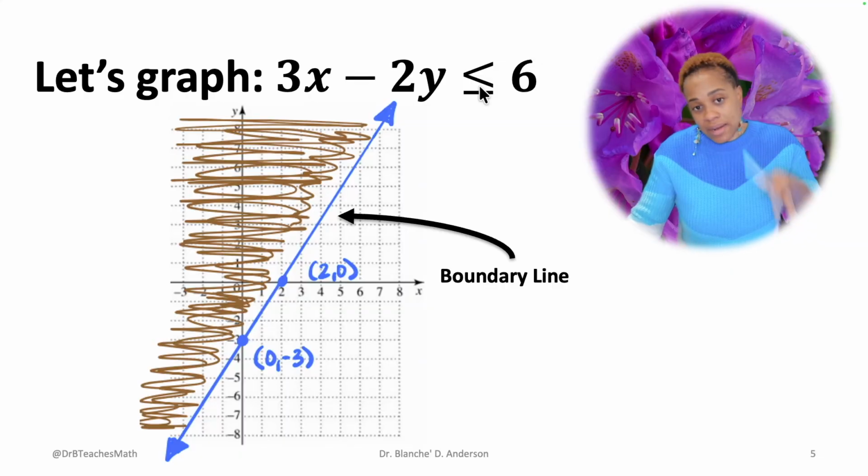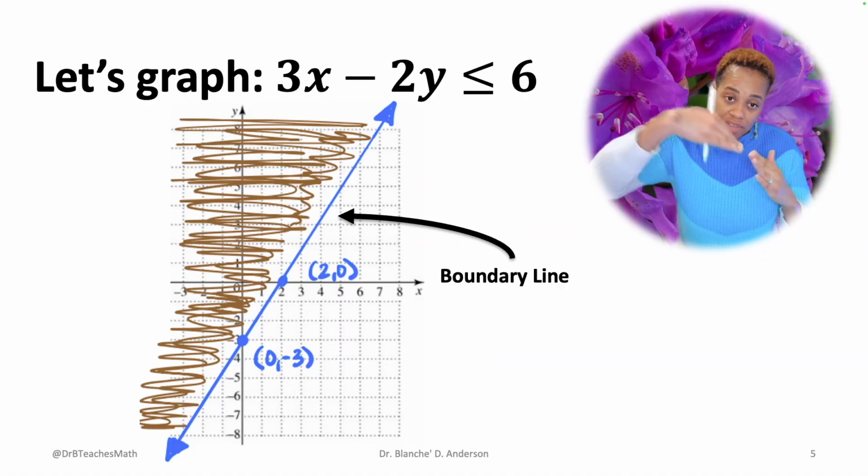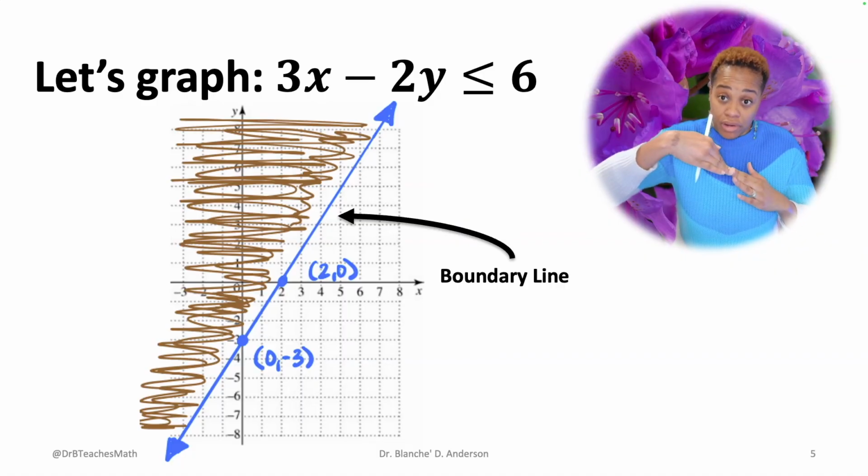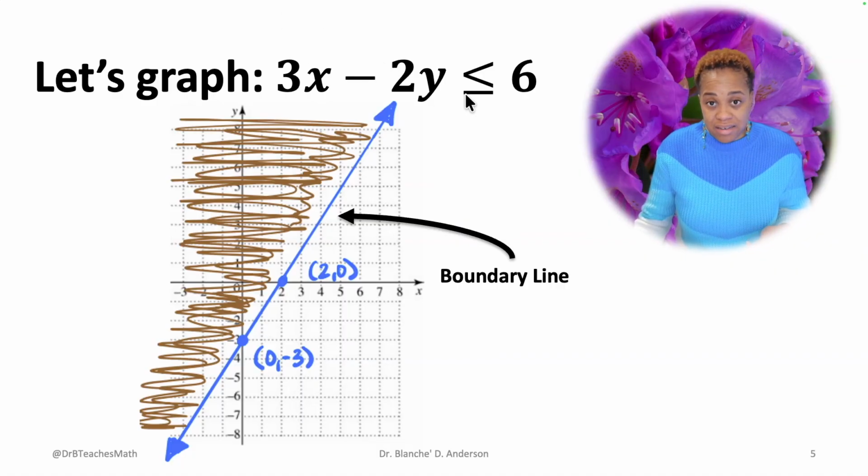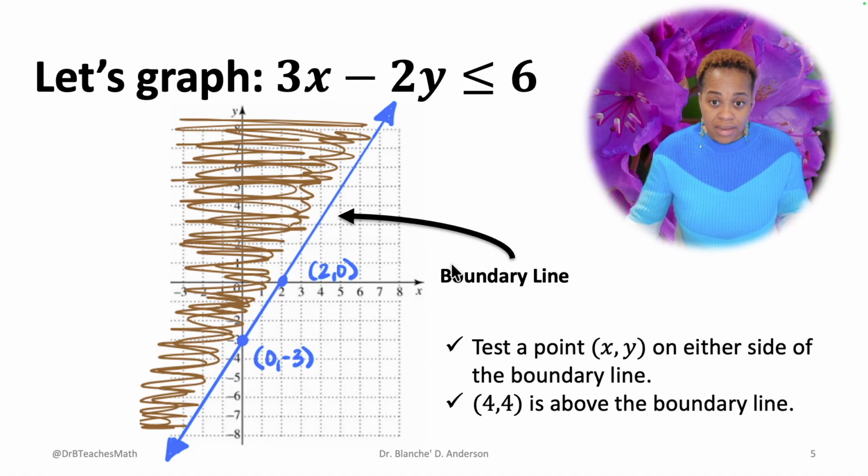So the line right there, that's called a boundary line. That's where you say, okay, this is where my solutions can start. If this were less than or greater than, it would be a dotted line because it means it's not equal to. But since this is less than or equal to, or if it said greater than or equal to, we graph a solid line. This is your boundary line. And then you pick a test point, like I said, on either side to determine which side to shade on the boundary line. Very simple, very easy.